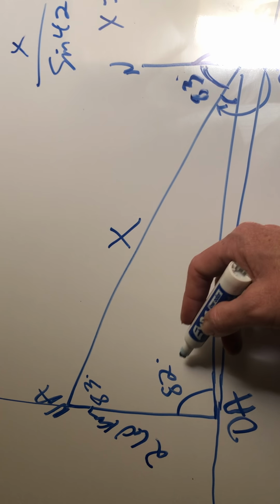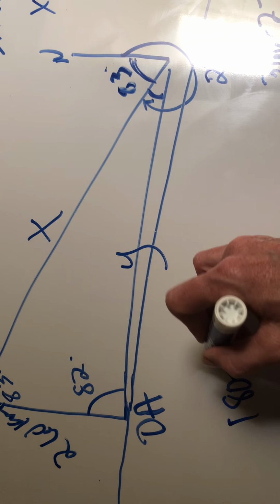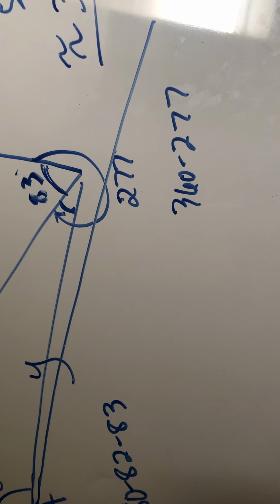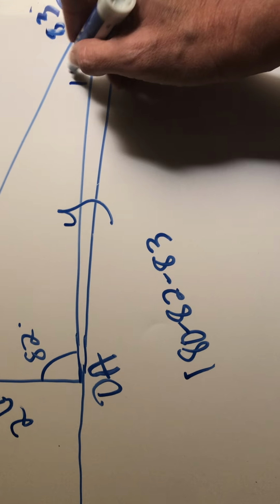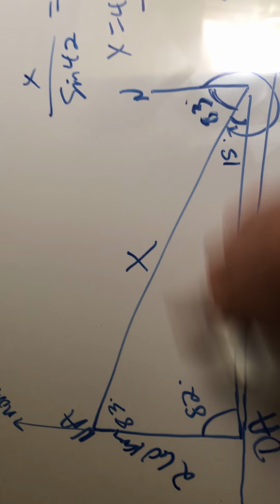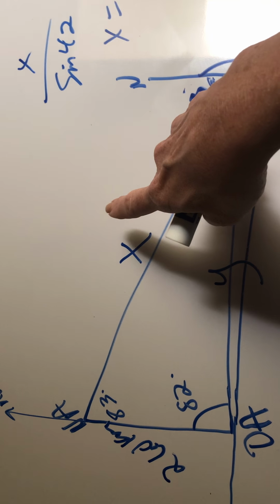Now if I know 82 and 83, I can just do 180 minus 82 minus 83 to find this little angle right there. So 180 minus 82 minus 83 gives me 15. So that angle right there is 15. We had to do all that to find those angle measures so I can set up law of sines for x and y.